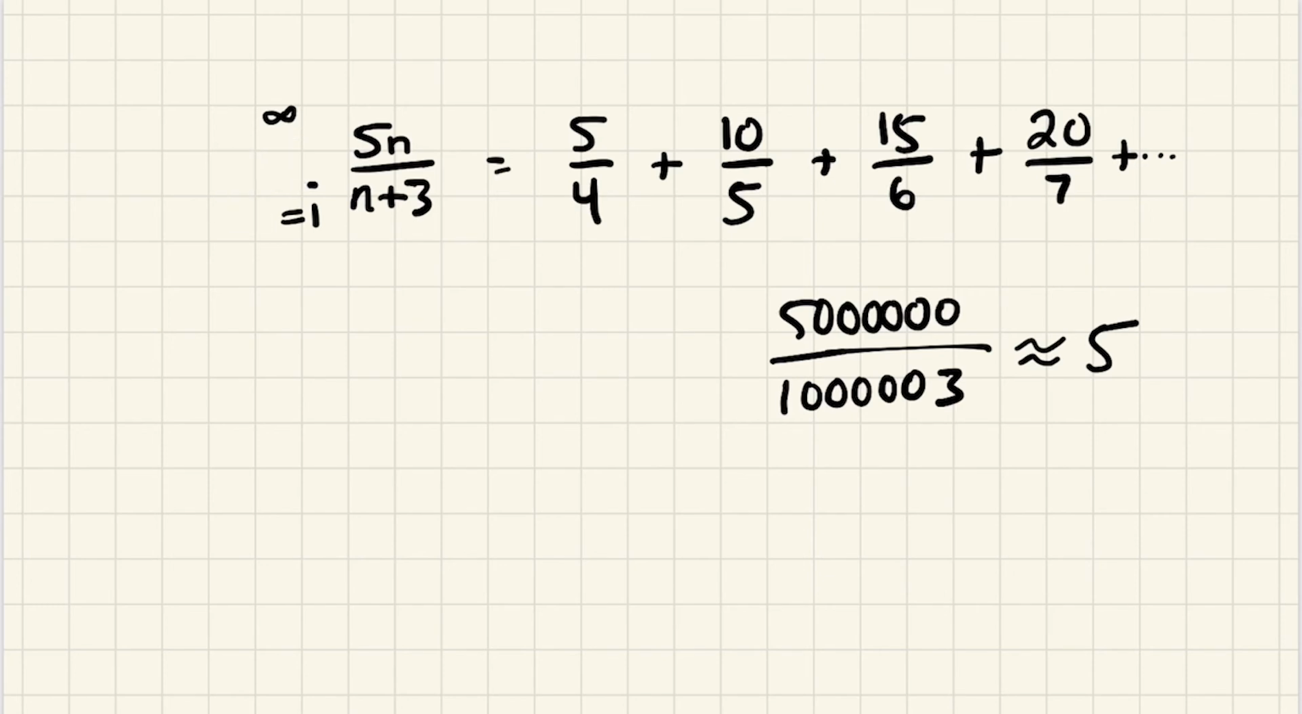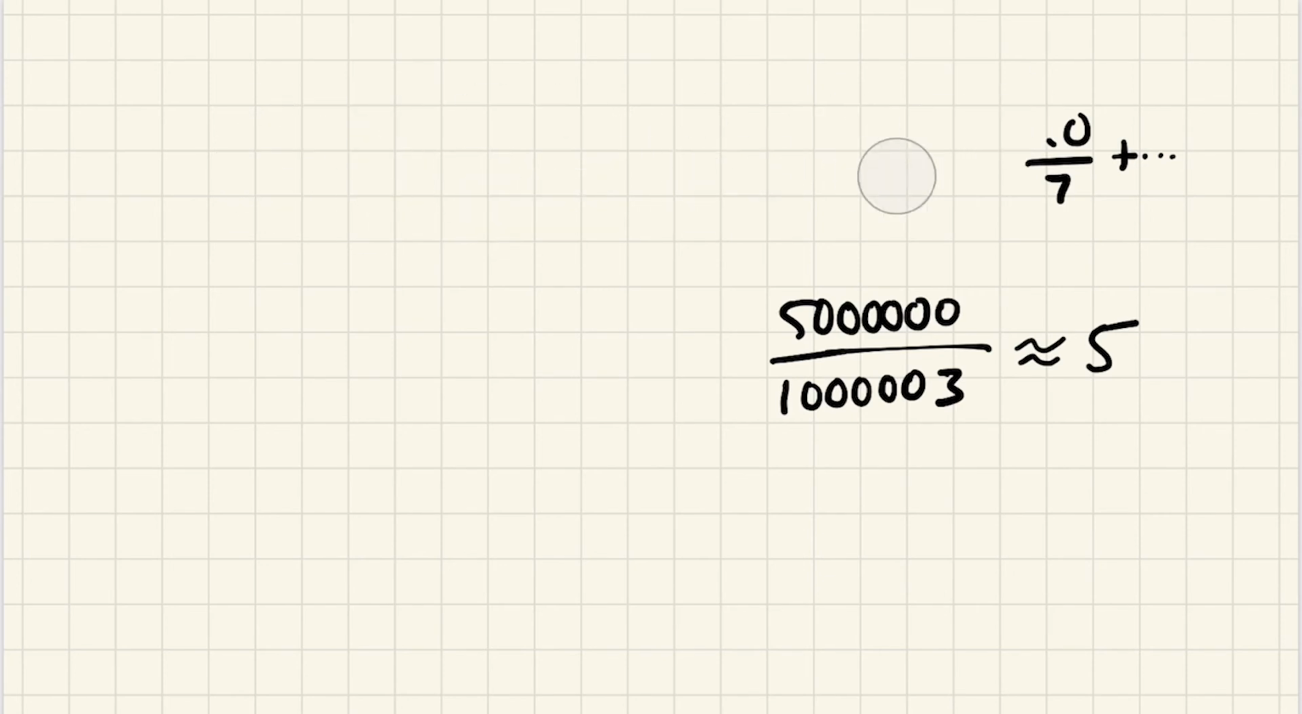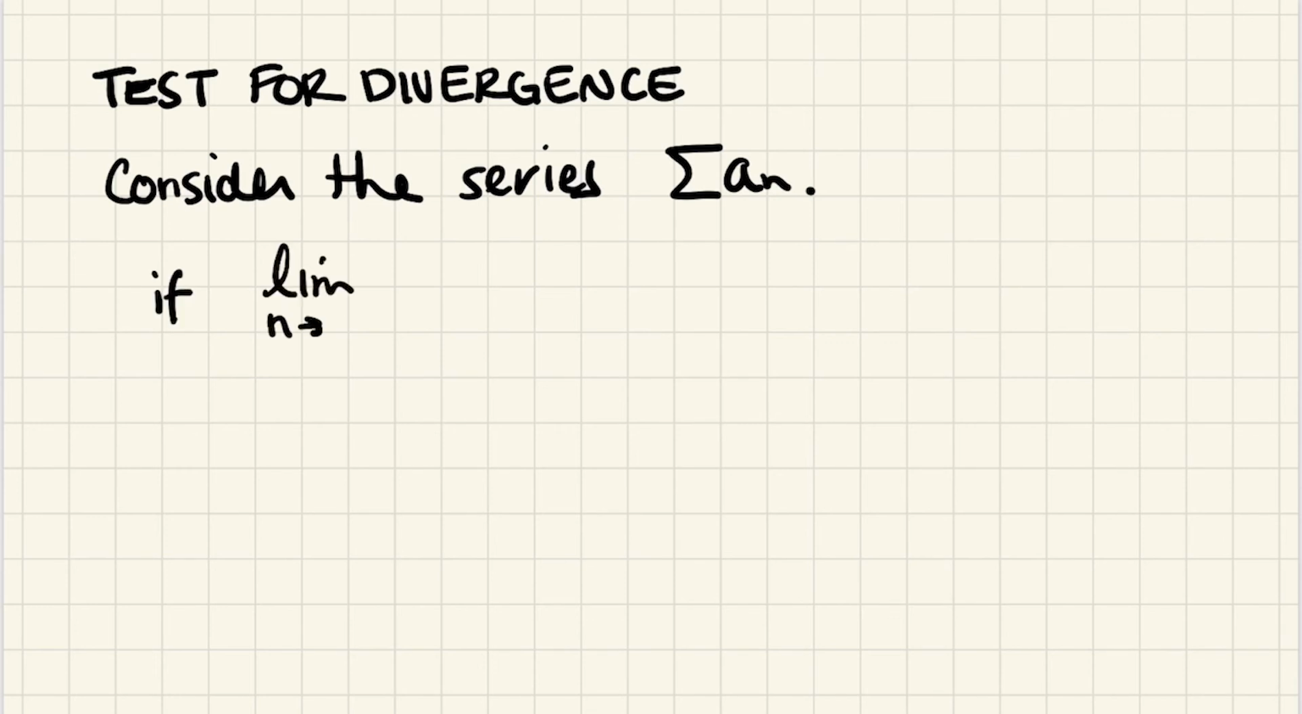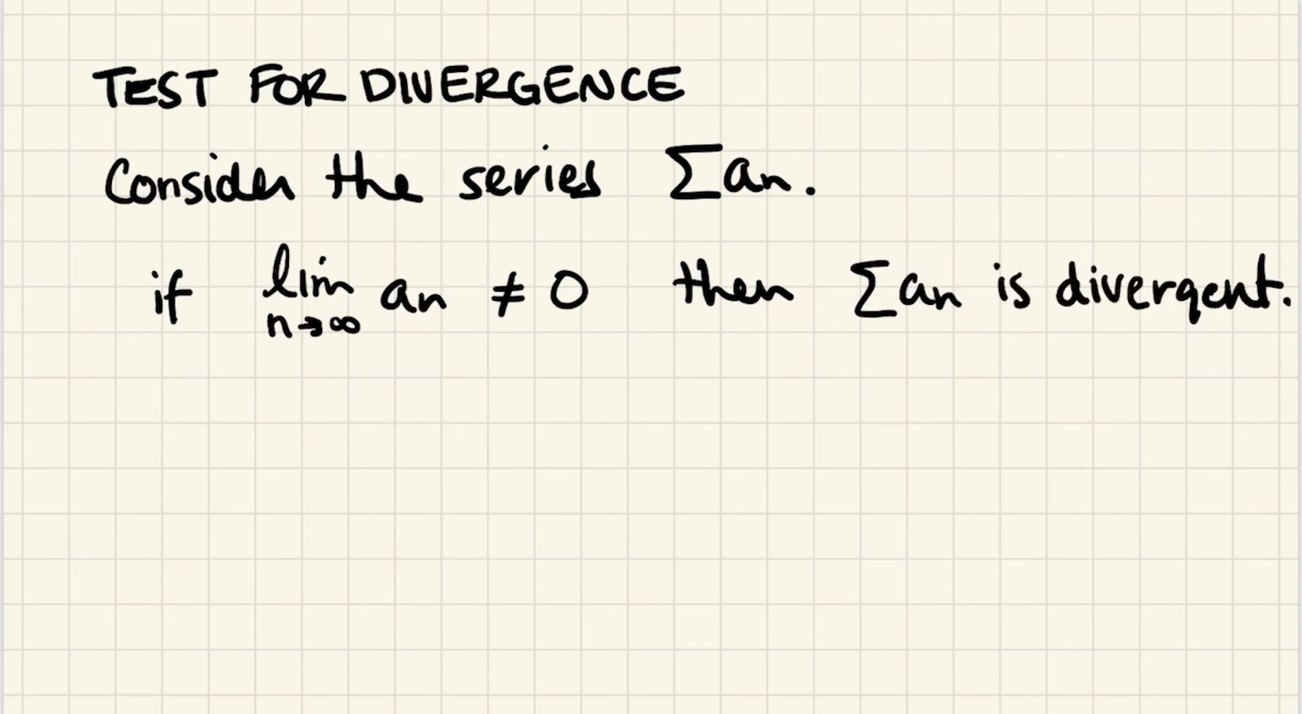So what we get is something called the test for divergence, which is that if you can see the terms of a series are approaching anything besides 0, you get to conclude that that series is divergent. So let's consider the series with the terms a_n. If you evaluate the limit of the terms themselves, and you get anything besides 0, you get to immediately conclude that the series is divergent.